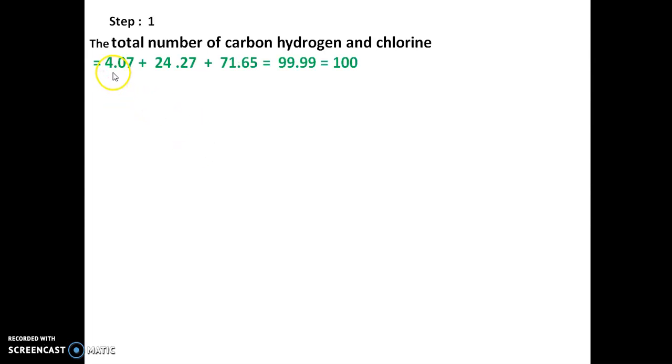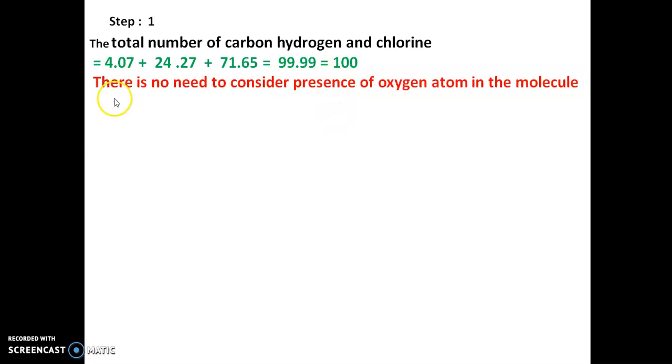Now we see the solution for this. Step 1: you take the total of carbon, hydrogen, and chlorine percentages. 4.07 plus the others comes out to be 99.99, so it is nearly 100. There is no need to consider the presence of an oxygen atom in the molecule because the sum is 100.